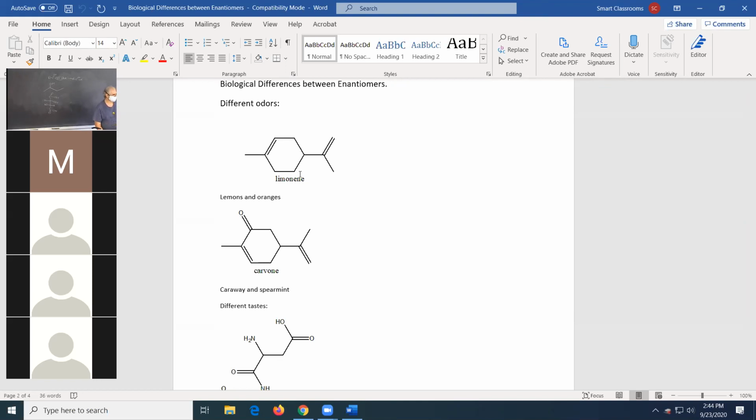Right, carvone is another example here. Again, this is the chiral center. Right here, there's a hydrogen. Both enantiomers of carvone, like limonene, occur in nature, but they have different odors. One smells like spearmint. The other one smells like caraway. If you're not familiar with caraway, they use it in rye bread. If you know what rye bread smells like, a lot of that comes from caraway. There's also some other spices.